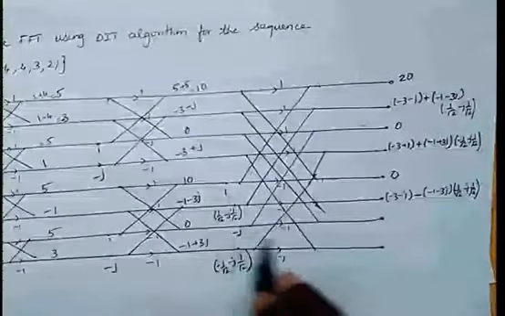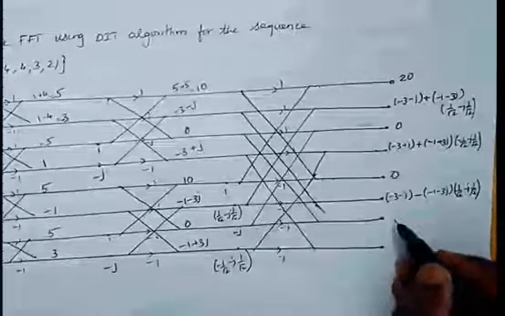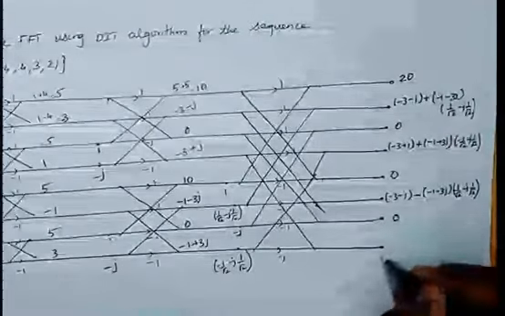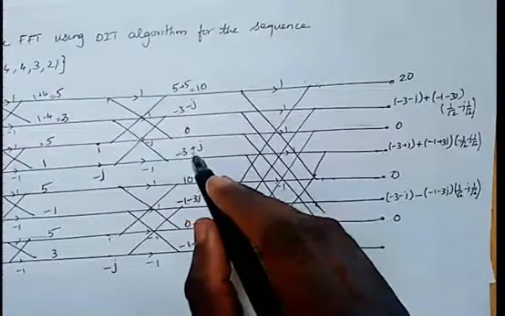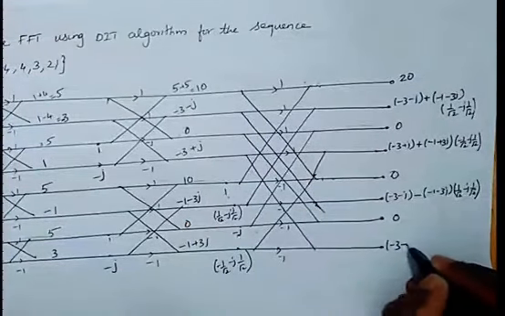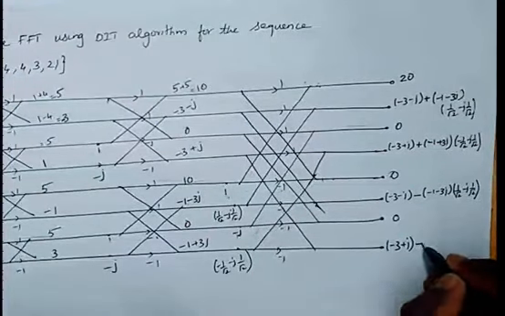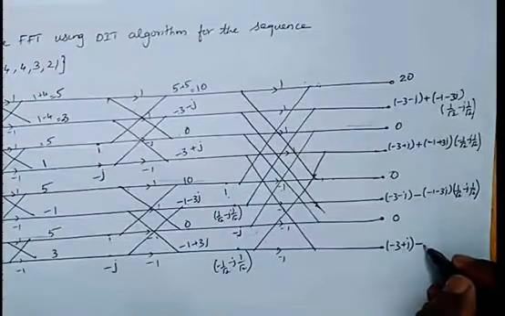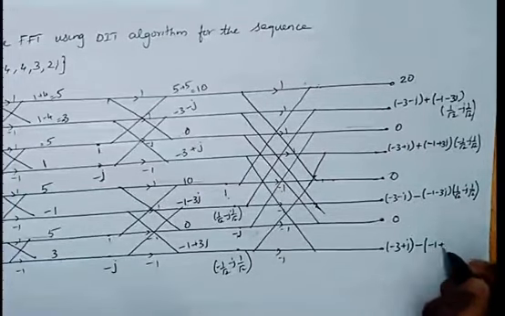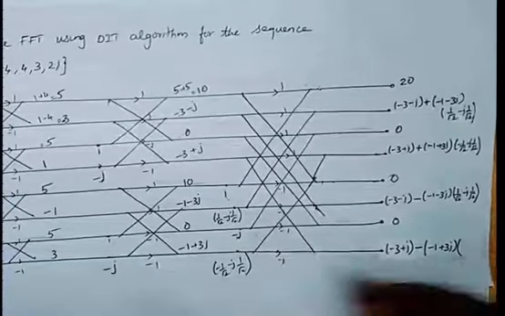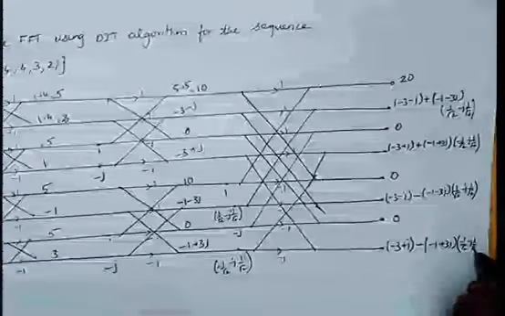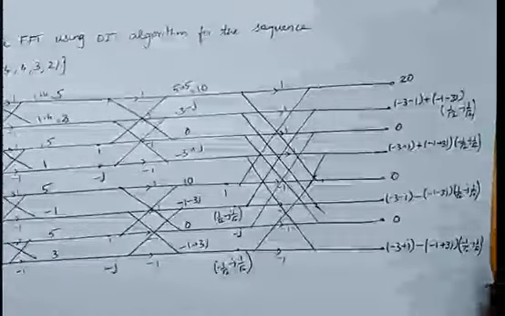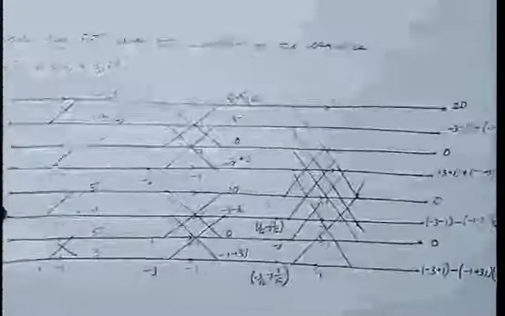So what about this point? It's going to be 0, again 0 into something, so this point is again going to be 0, and the output at this point is going to be minus 3 plus j, plus, okay, again minus 1 plus 3j into this, right, so minus 1 by root 2 minus j into 1 by root 2. Right, this is going to be an output.